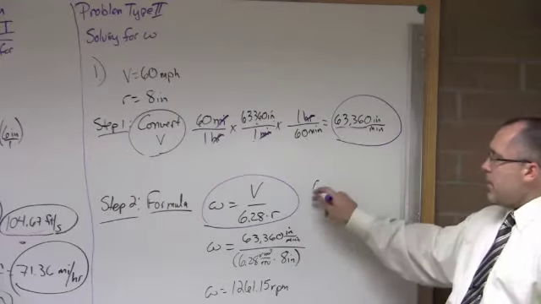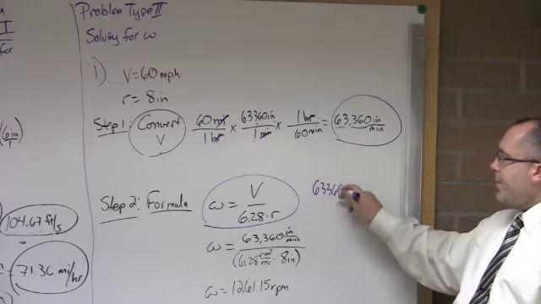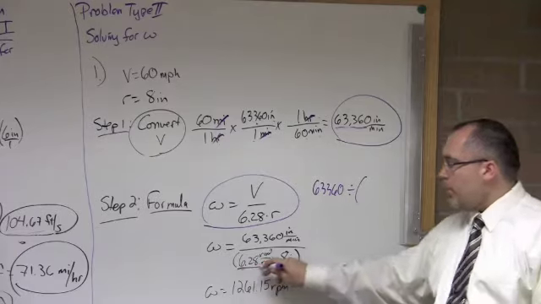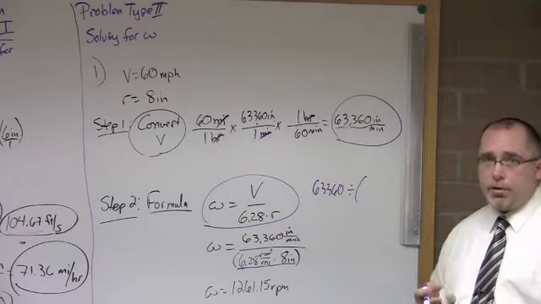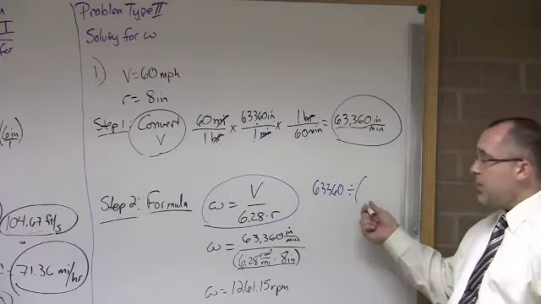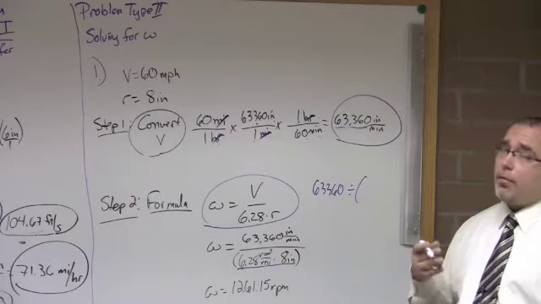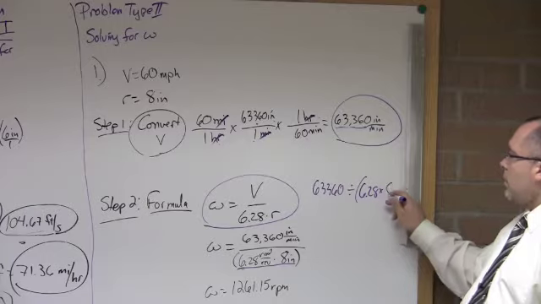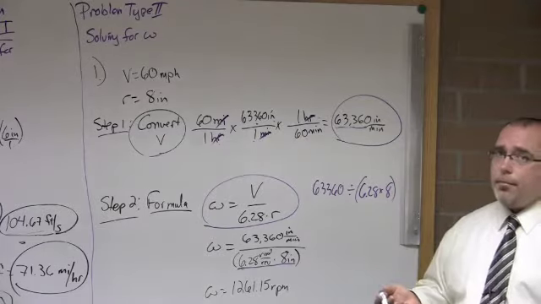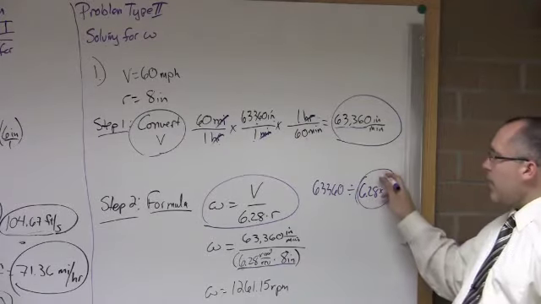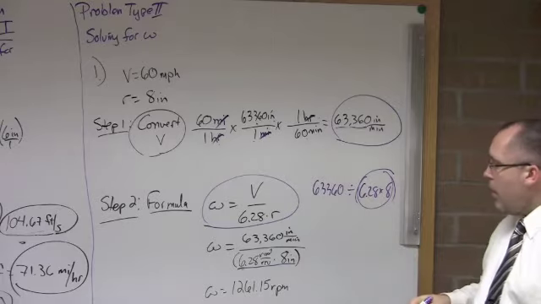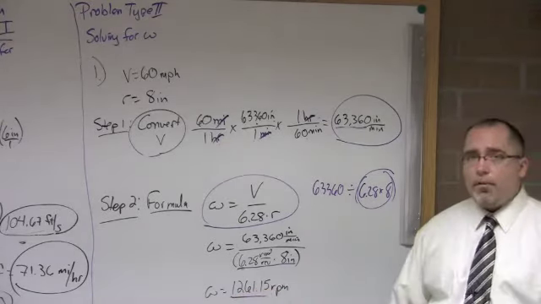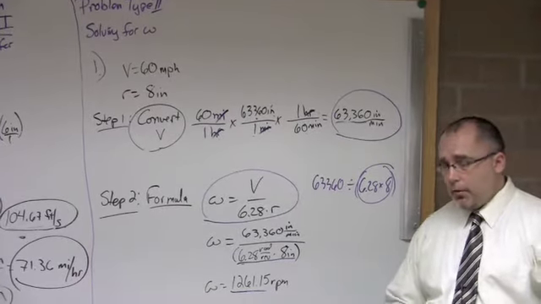You want to type in your 63,360 divided by, but then you have to put an open parenthesis because you want it to do this multiplication before it does the overall division. If you don't put parentheses, it will give you an answer, but it's going to give you the wrong answer. So then you have your 6.28 times 8, close it off, then hit enter. Because again, you want to do this math first before it does the division. Then when we do that, we end up with 1,261.15. Now that's a numerical value and that's fine.